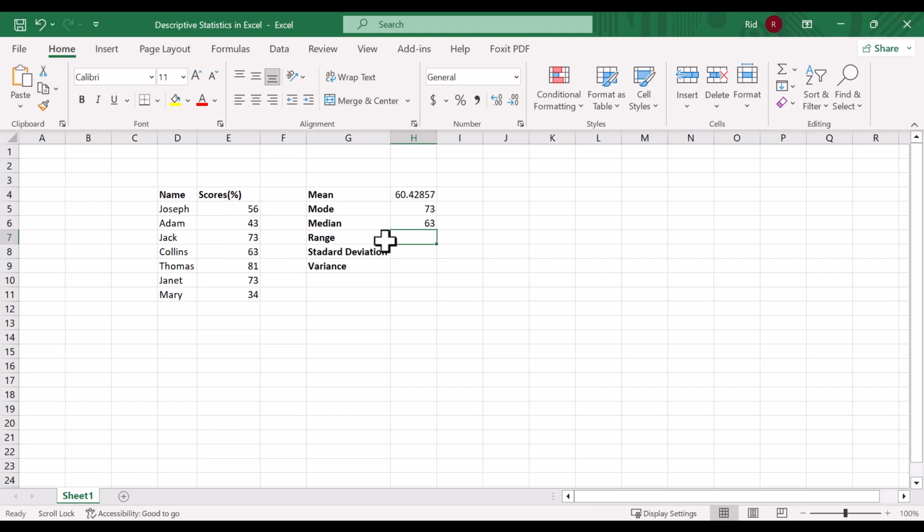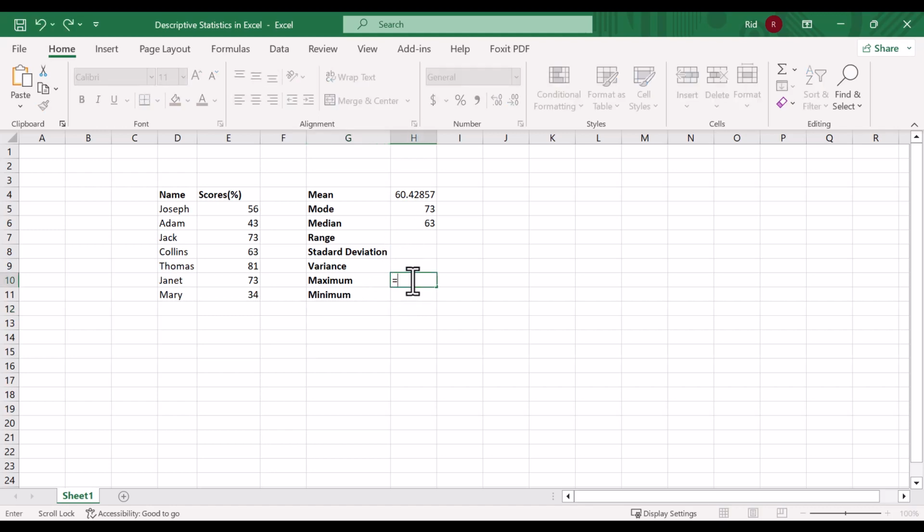So then how do you calculate the range? There's no specific function to calculate the range, but what we can do is find the maximum value and also the minimum value. We know that the difference of the maximum and the minimum is what gives us the range. So we're going to use equals max of this particular range.